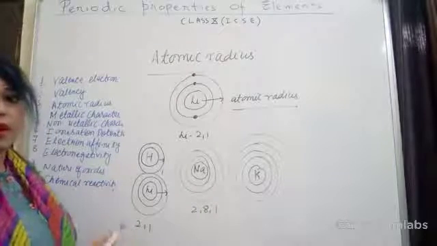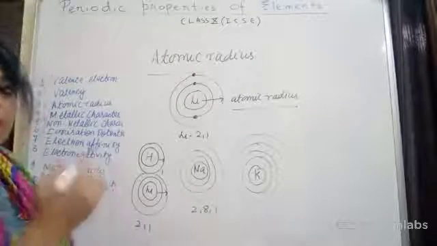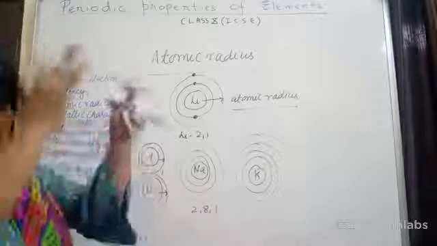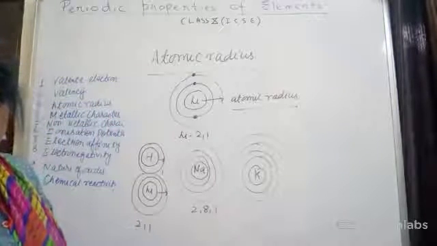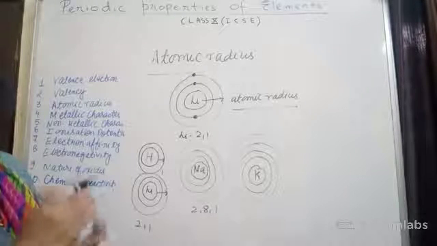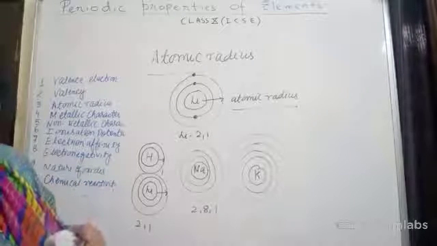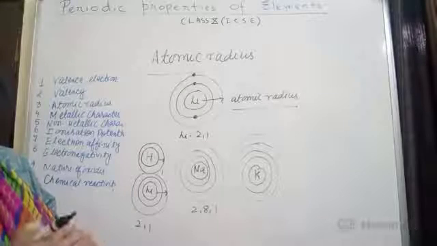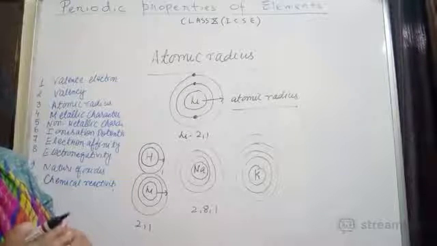So it means atomic radius will increase. Since the number of shells is adding up when you move from top to bottom, it means the distance from the nucleus to the outermost shell will increase. So that's why atomic radius will increase.